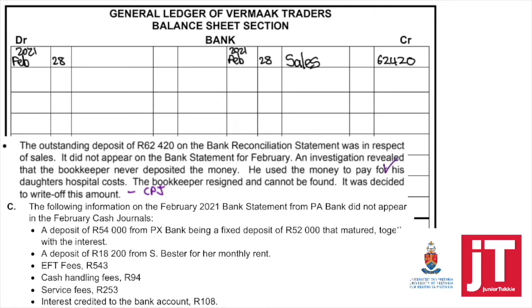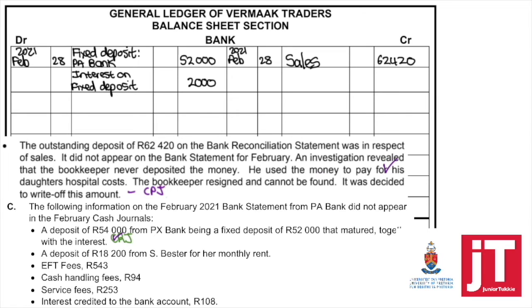So we've received money. When the business receives money, this is recorded in the cash receipts journal. Why did we receive money? A fixed deposit matured, 52,000, and the interest on the fixed deposit was 2,000. If I add the two together, it should equal the 54,000.